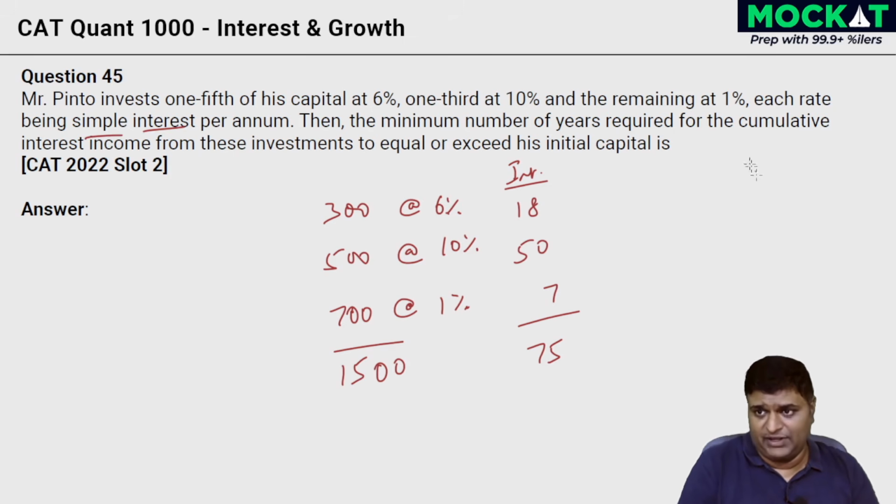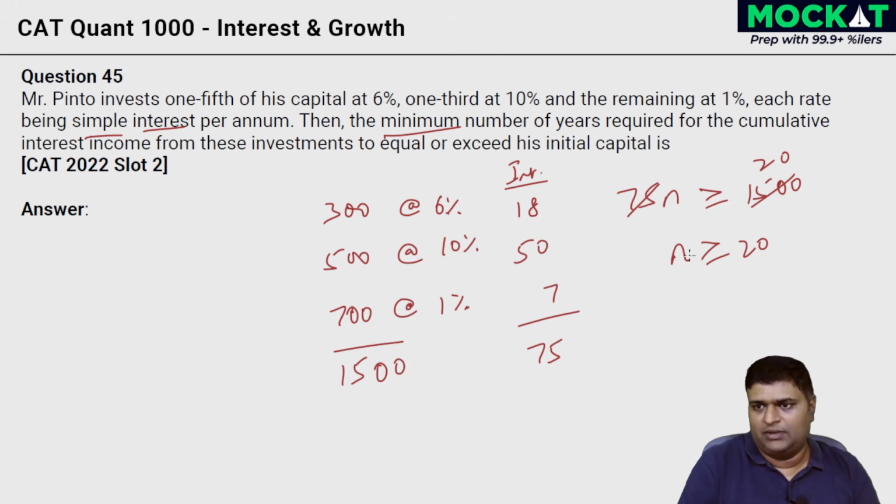The minimum number of years required for the cumulative interest income. 75 each year. In n years, it becomes 75 into n. That's the total interest, cumulative interest income from these investments to equal or exceed, should be equal to or greater than the initial capital of 1500, right? 75, if I divide over here, I get a 20. N is greater than equal to 20. What is the minimum number? Minimum value possible for n is 20 because it's greater than or equal to 20.